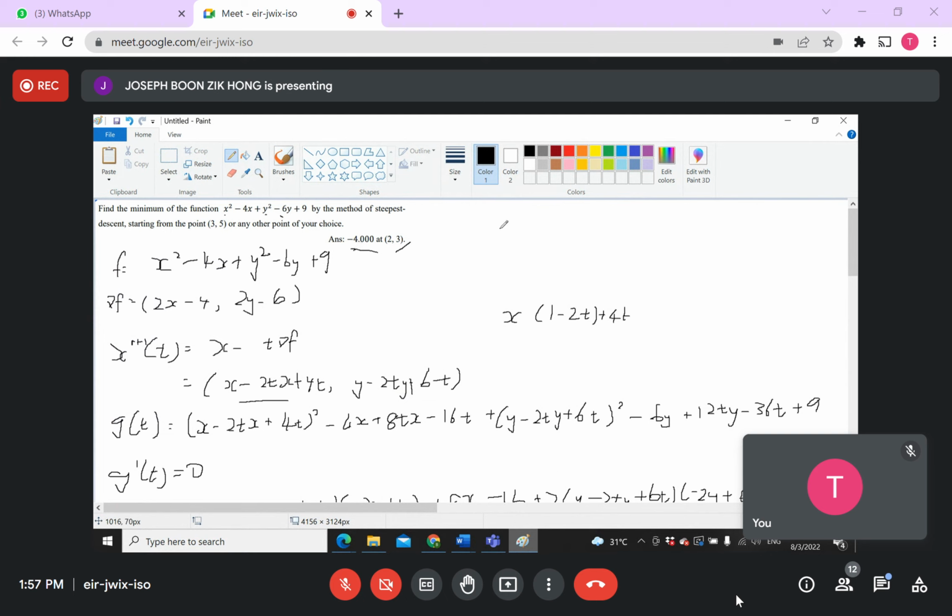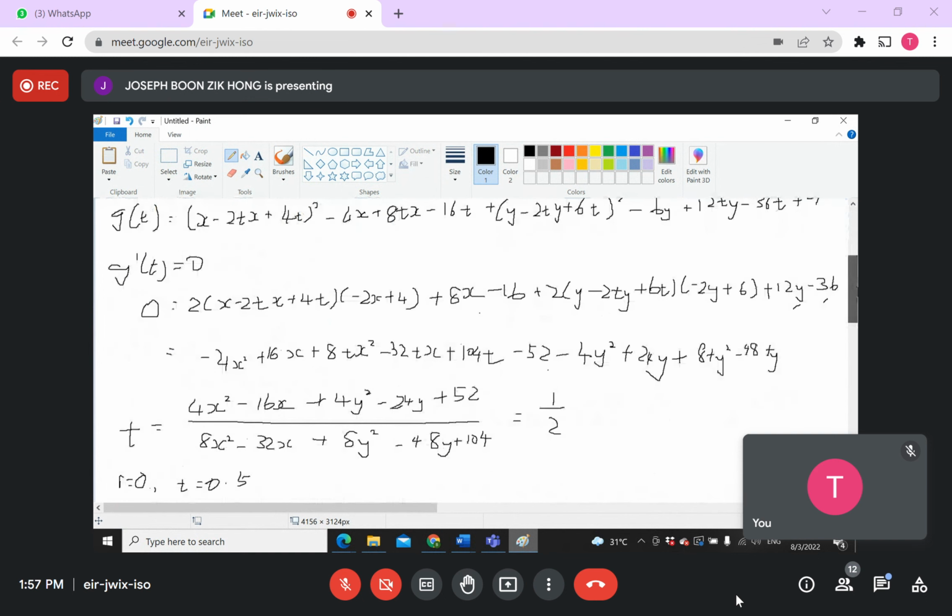You put into here, that means you have 2 square minus 4 times 2, because you want to get the minimum point. Minimum point means you want to find the f when it is at the minimum point, which is 4. Okay, 4 times 2, and then plus 3 square, and then minus 6 times 3, and then plus 9. This question is a bit special.